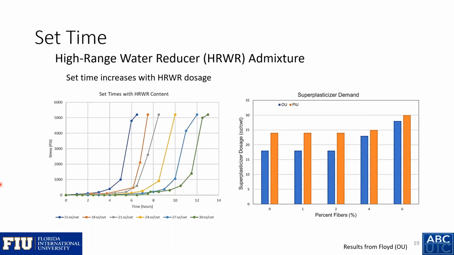Here again from the University of Oklahoma, they found that the set time increased with the high range water reducer dosage. So here, with 15 ounces per hundredweight, they saw set times less than 6 hours. And then when they increased that high range water reducer, they got final sets greater than 12 hours. And here again, as they added more fibers, going up to 4 and 6%, they needed more superplasticizer to get the flows that they were looking for.